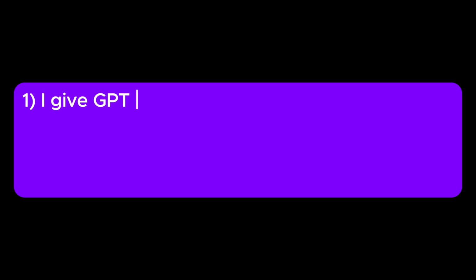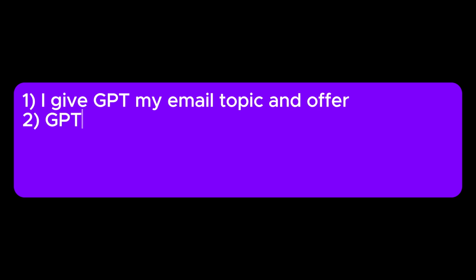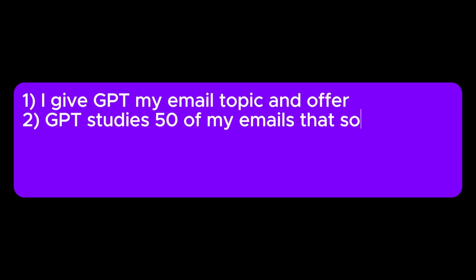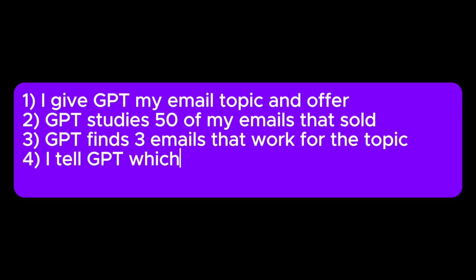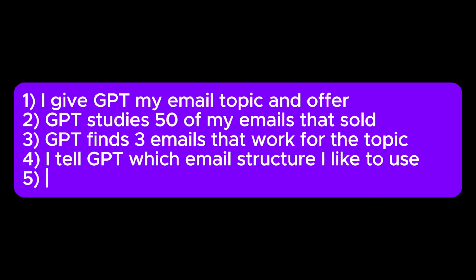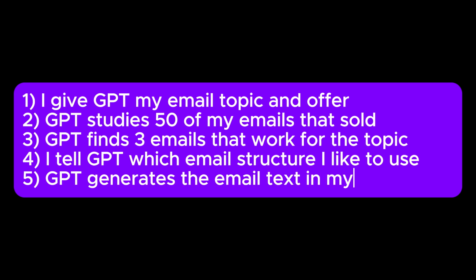The second thing GPT experts do is define the tasks for how the GPT should get to that outcome. For my GPT, the process is like this. I give the GPT my email topic and offer. The GPT studies 50 of my previously written emails. Then the GPT finds 3 emails that work for my specific topic. I tell the GPT which email structure I like to use. Then the GPT generates the email text in my writing style. With that defined, we can now start creating our custom GPT.